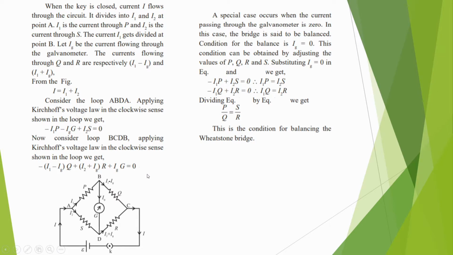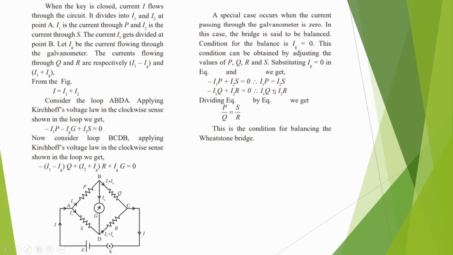Now let us consider the second equation. In this second equation, Ig is equal to 0, so what remains? Minus I1Q plus I2R, because the Ig terms are 0. So we get minus I1Q plus I2R is equal to 0. Taking the minus term to the other side, we get I1Q is equal to I2R.